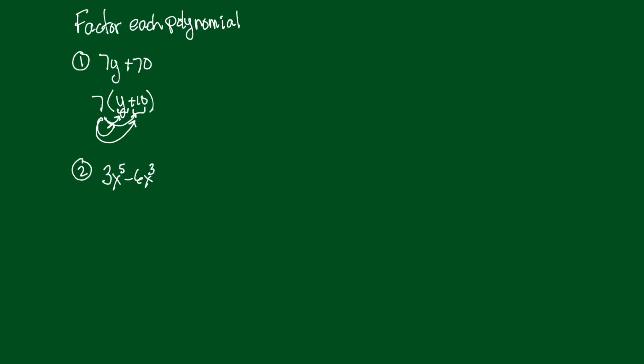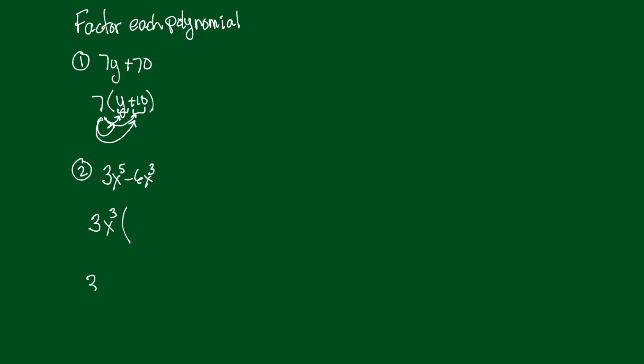What's common between a 3 and a 6? Well, they both have a 3, right? You can divide both by 3. And then what about the x's? I've got x to the 5th here and x cubed here. So there's 3 x's here, 5 of them here, so there are at least 3 x's in each one. So I'm going to take out an x cubed. Now, here's what's left. Make this division.